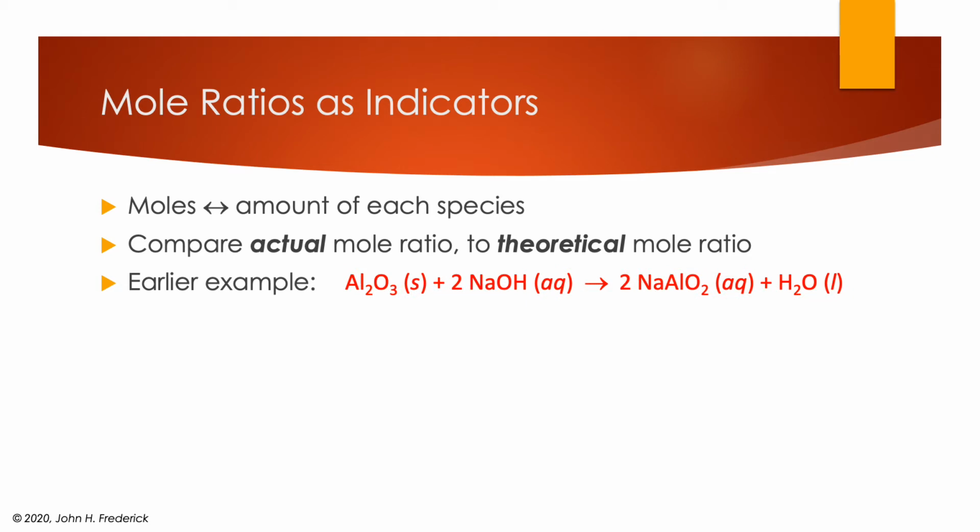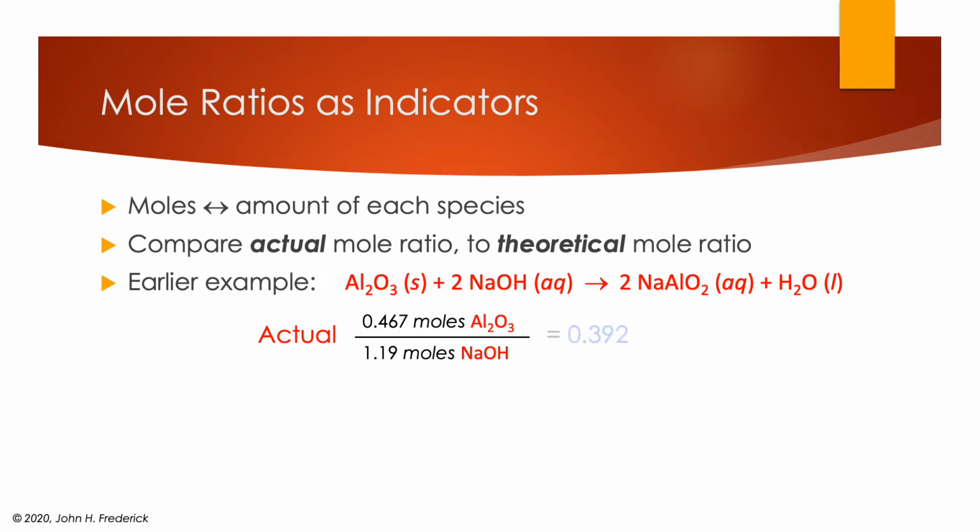So let's go back to our earlier example, this reaction between sodium hydroxide and aluminum oxide, and we're going to look at some examples that involve this particular reaction. Our actual ratio, and this is from the example we worked in the last video, was that we had 0.467 moles of aluminum oxide and 1.19 moles of sodium hydroxide. So what we want to do is use that information in a more systematic way than just using them both to calculate how much of the product, the sodium aluminate, is produced.